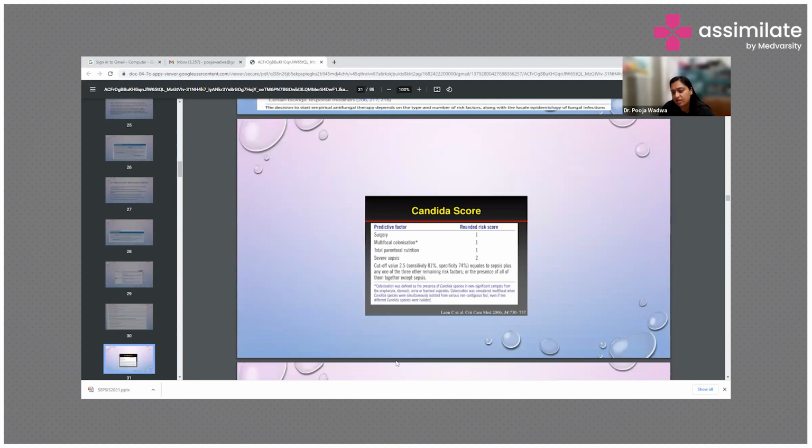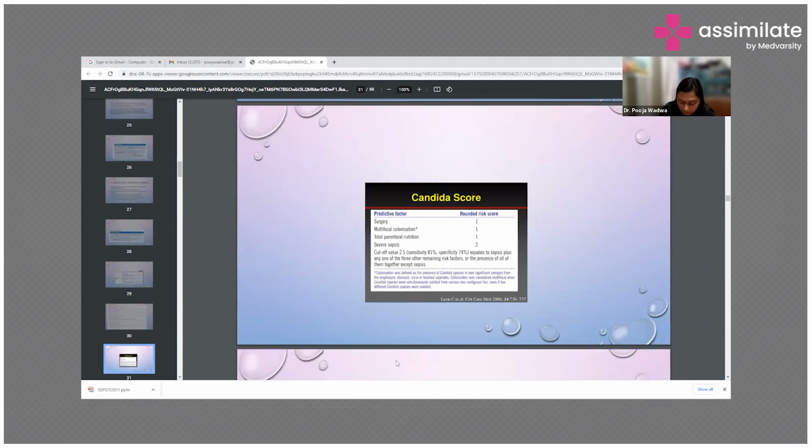So this is a Candida score on which we decide whether the patient is at risk or not. It includes 4 factors: surgery, multifocal colonization, and total parenteral nutrition, each given a score of 1. If the patient is in severe sepsis, it is given a score of 2. A cutoff value of 2.5 has a sensitivity of 81% and specificity of 74%.